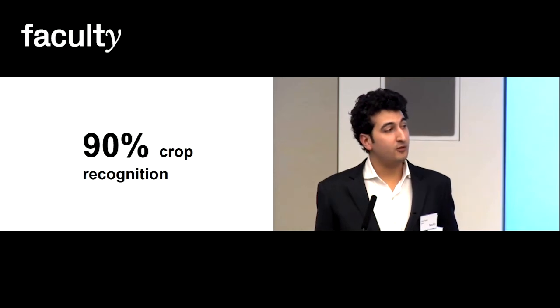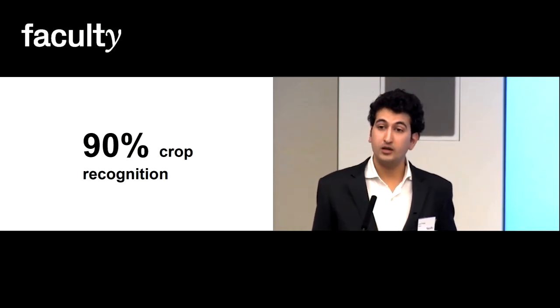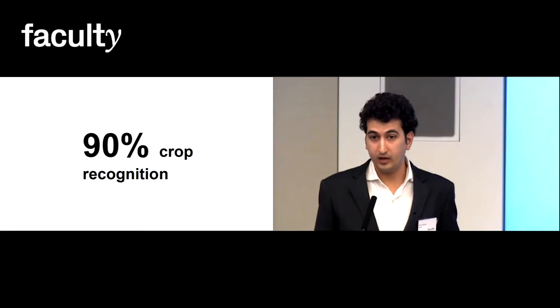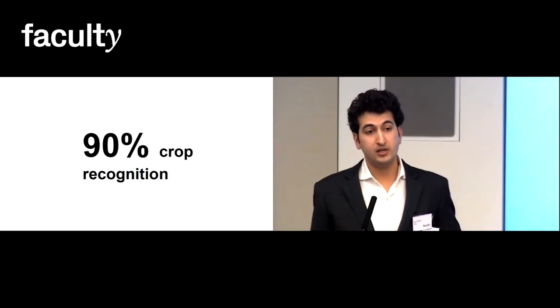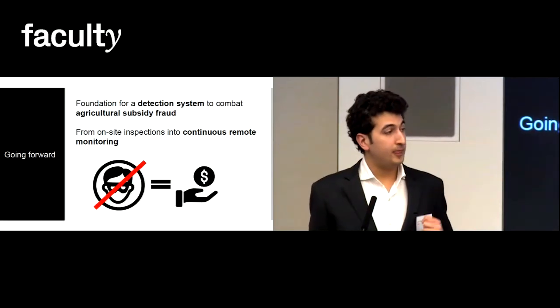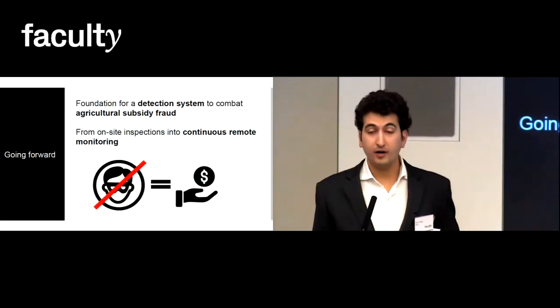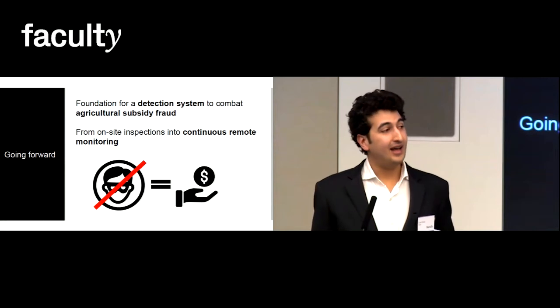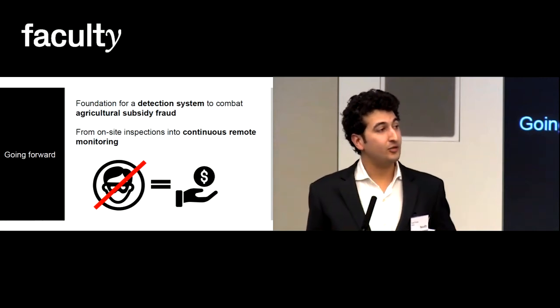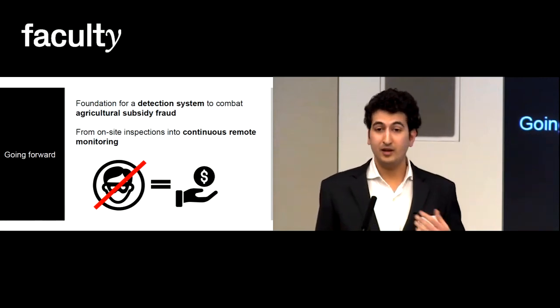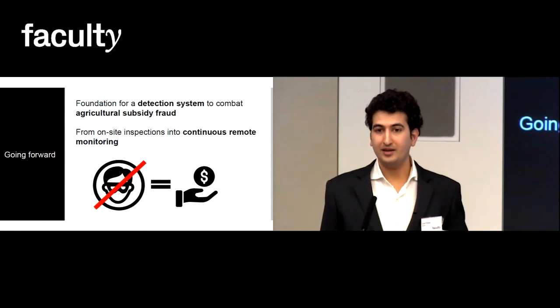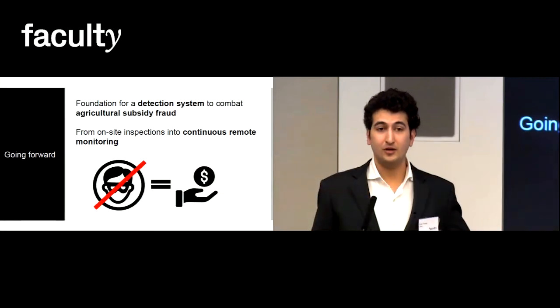So, in terms of performance, my classifier works quite well, given the limited amount of data that was available. It picks up on 90% of tomatoes and outliers, but more importantly, this approach will be the foundation for a more extensive detection system to combat agricultural subsidy fraud and pave the way to automatic agricultural monitoring, which can save millions to the European taxpayers.